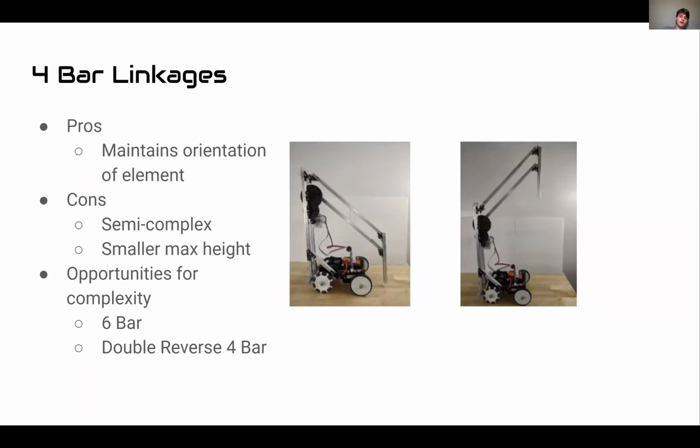Next up, there's a 4-bar linkage. It's similar to the chain bar because it will keep the same orientation. So if whatever you're picking up starts off level to the ground, it will end up level to the ground once you have it all the way up. It is kind of complex though. There are opportunities for more complexity, depending on what you need, so it's pretty adaptable. You can do a regular 4-bar linkage, a 6-bar linkage, or a double reverse 4-bar linkage. They all have different use cases, and you can adapt it however you want.